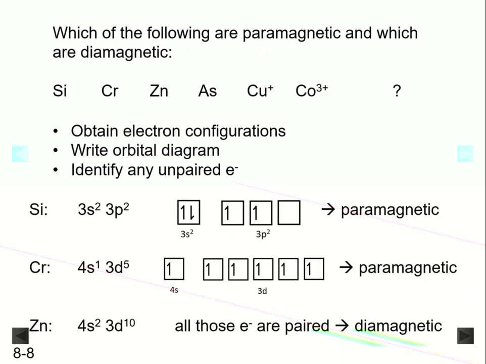And finally, we have zinc. Zinc is 4s2, 3d10. As zinc is 4s2, 3d10, those are both fully filled subshells. Therefore, all those electrons are paired. We don't need to write out an orbital diagram. We recognize this as a diamagnetic species.